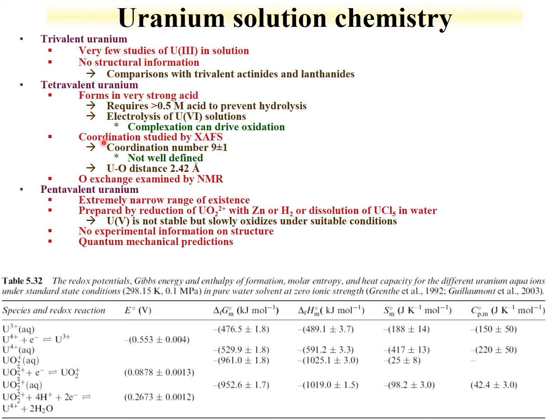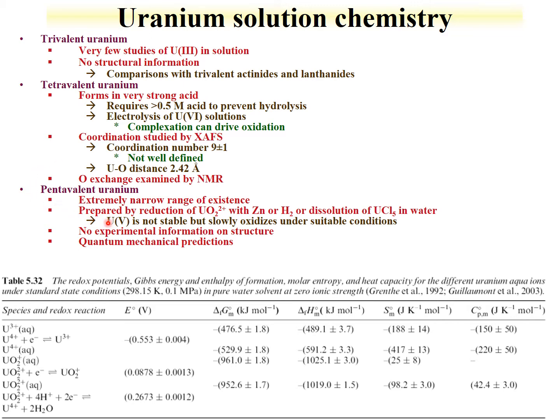Tetravalent uranium is stable in very strong acid, and the strong acid is required to prevent hydrolysis. You can prepare tetravalent uranium from uranium-6, where you can perform electrolysis on systems, reduce uranium-6 to uranium-4, and have complexes in the solution which will help stabilize the resulting uranium-4 species. Like other actinides, uranium-4 has a large number of coordination sites. A coordination number of 9 is expected.